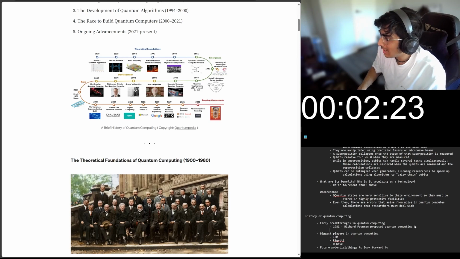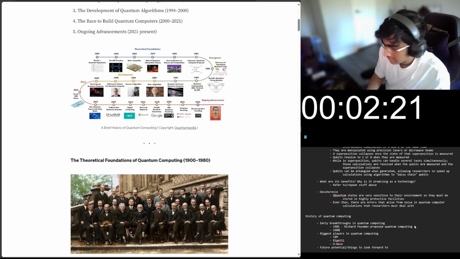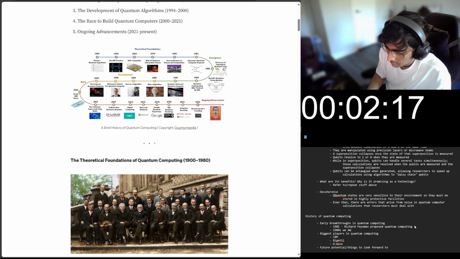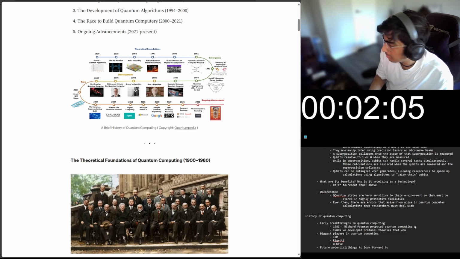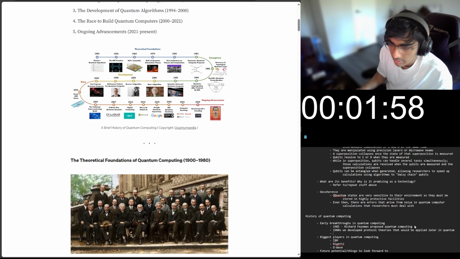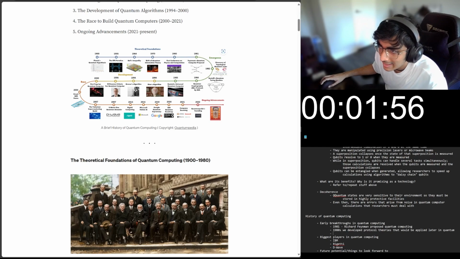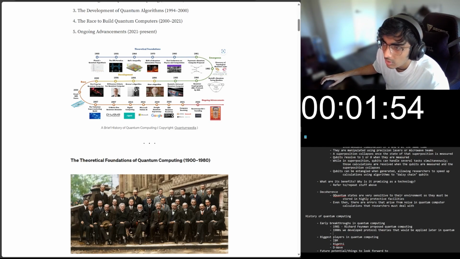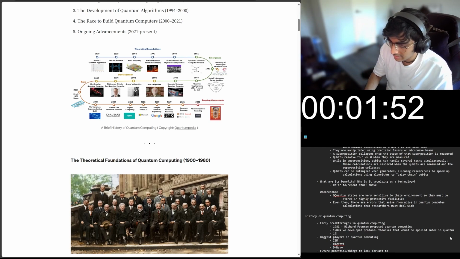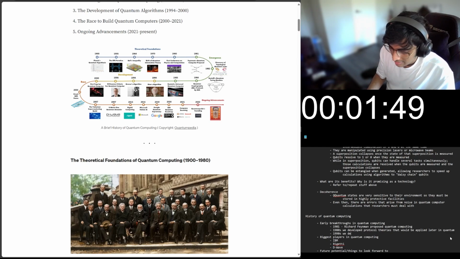We'll just put down this idea that through the 1980s we developed protocol theories that would be applied later in quantum computing. I have to kind of shorthand stuff now. In the 90s, they started developing quantum computing, actually physically. 1990s, we developed the first quantum computers and algorithms.